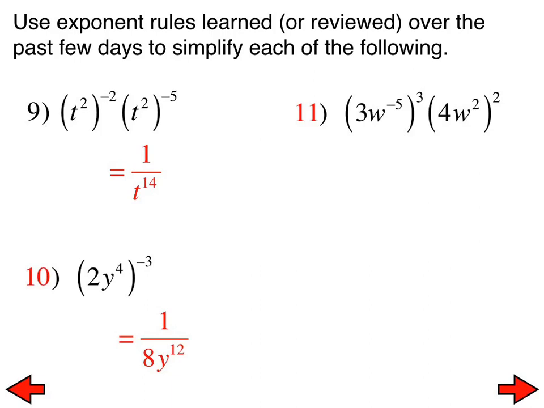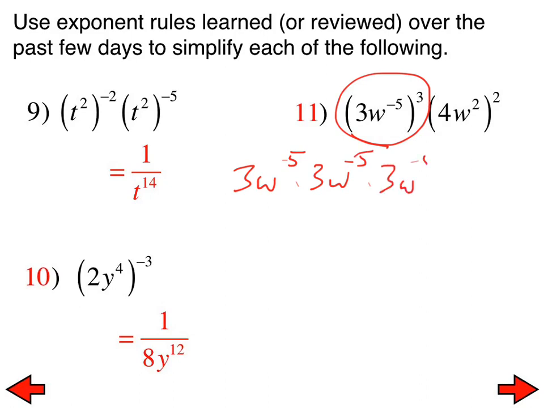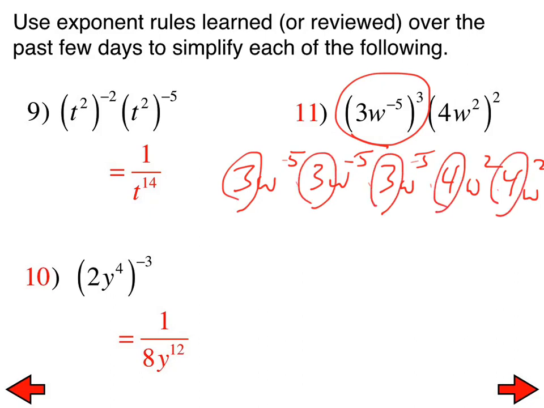All right. Number 11 is just an extension, really, on number 10. So this, I could think of it as 3w to the negative 5 times 3w to the negative 5 times 3w to the negative 5 using expanded product, and then times 4w to the second times 4w to the second. And now I can multiply all of my coefficients together. Could somebody do that, please? 4, is it 432? Yeah.